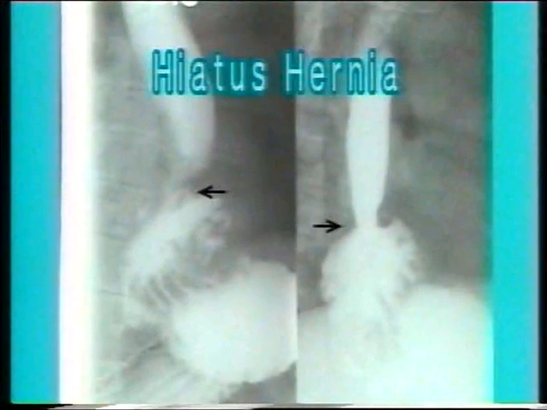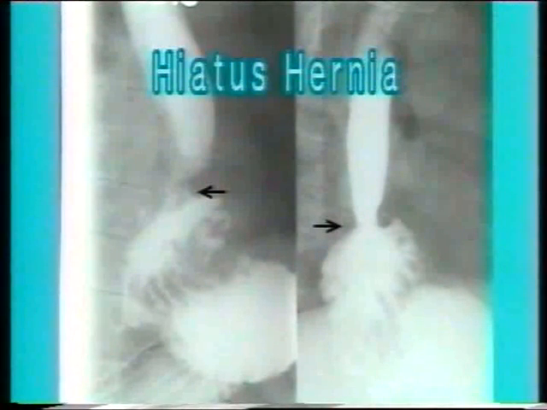In this barium swallow, we can see the stomach with its characteristic mucosal folds lying above the level of the diaphragm. The gastroesophageal junction is lying in the chest. This is a sliding type of hiatus hernia where the cardiac end of the stomach protrudes through the diaphragmatic hiatus into the thorax. Note that the esophagus is slightly dilated and the cardia shown by the arrow is narrowed.